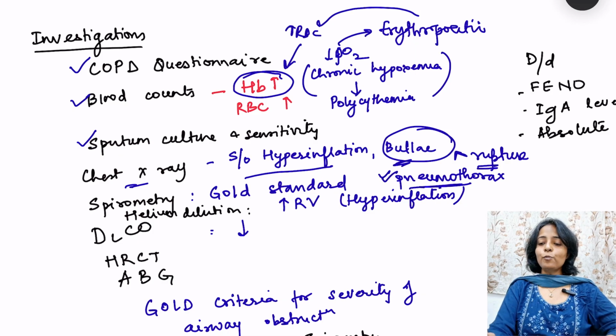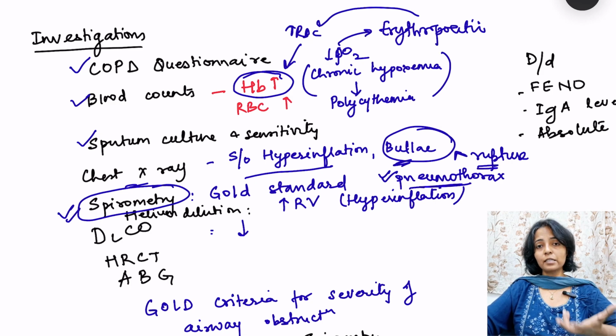Then we have spirometry. Spirometry is the gold standard. Why? We will see the features. Actually, it is an obstructive lung disease.